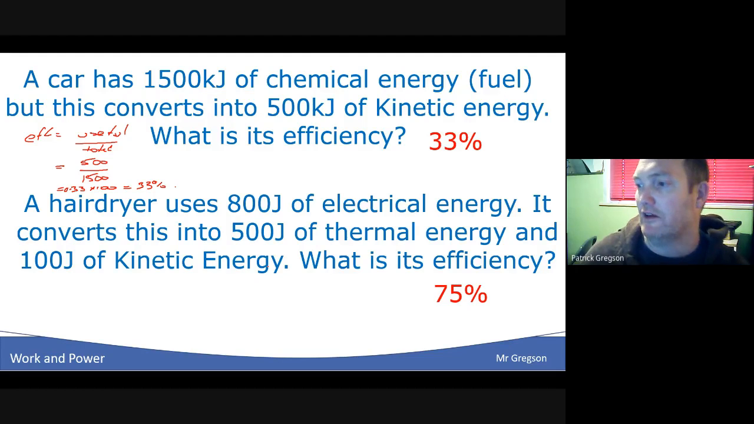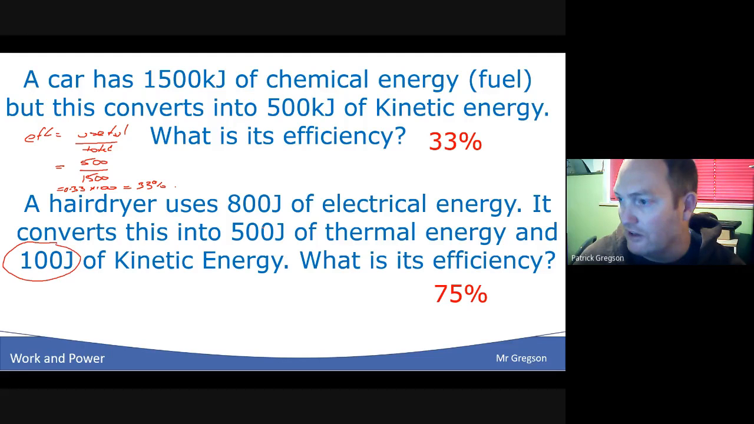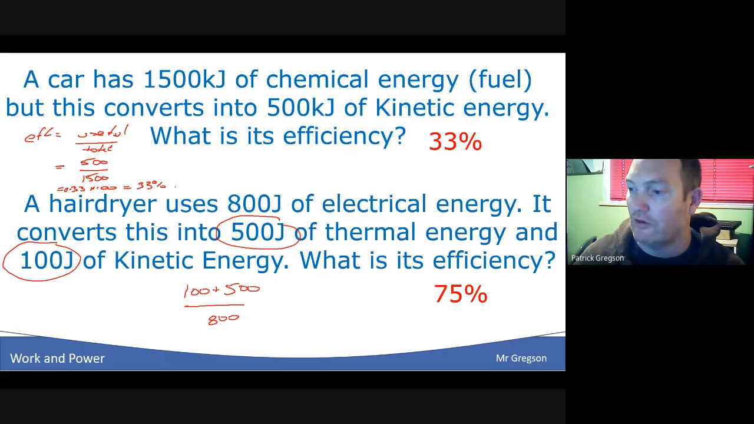Now, obviously, I'm assuming here that you have got 100 joules of kinetic energy and 500 joules of thermal energy, and both are useful. So it'd be 100, I'm skipping a step, sorry, so I can fit this in. I'd normally write the equation out above. 500 over 800. So if you only did 500 over 800, you also need to include the fact that that kinetic energy is useful. Okay, so that's a basic introduction to understanding efficiency and work and power.